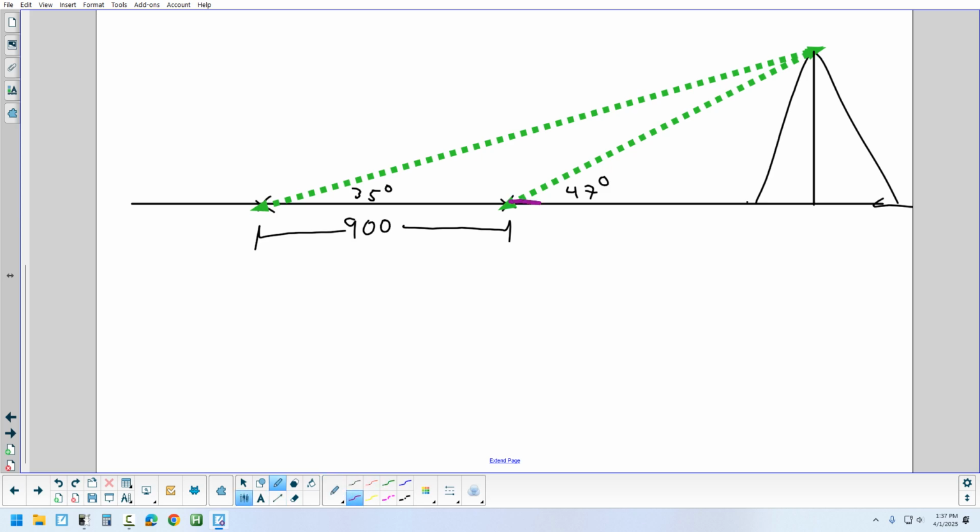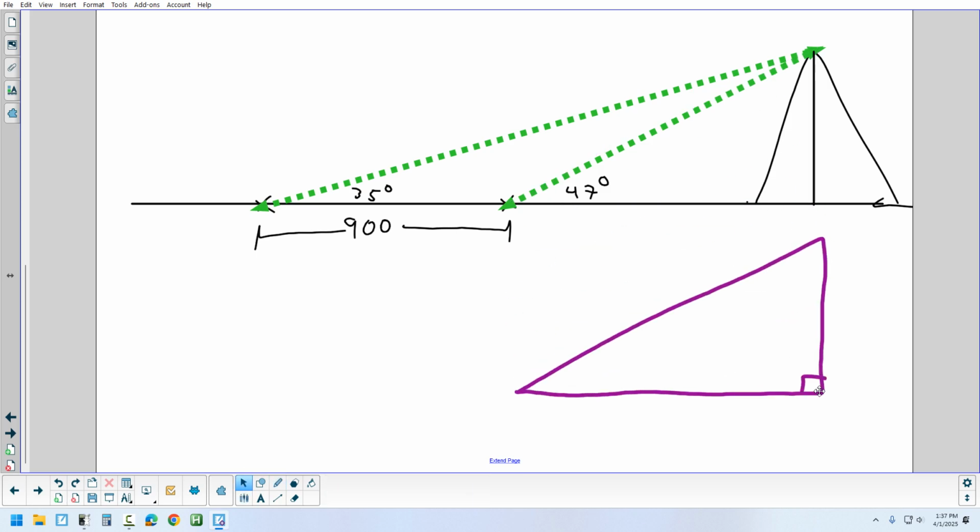So if we look at this triangle right here, okay, that's a right triangle. Let's move it down. What do we know in that purple triangle? One of the angles is 47 degrees. One of them's 90. You can add that up and subtract it from 180 to get this third angle. We don't need it, but you could get it. We need the height. This side is the height of the mountain.